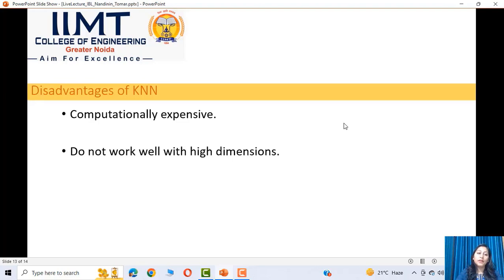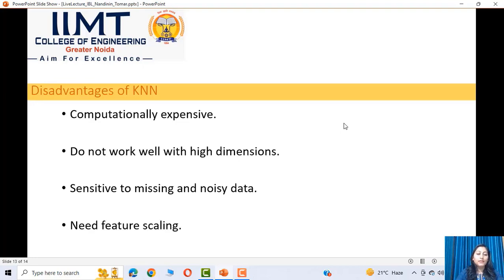Next, it does not work well with high dimensional data, because with a large number of dimensions, it becomes difficult to calculate distance in each dimension. So that is why it does not work well with high dimensions. Next, it is sensitive to noisy data, as we need to remove noise and add missing values manually, because it is very sensitive to missing and noisy data.